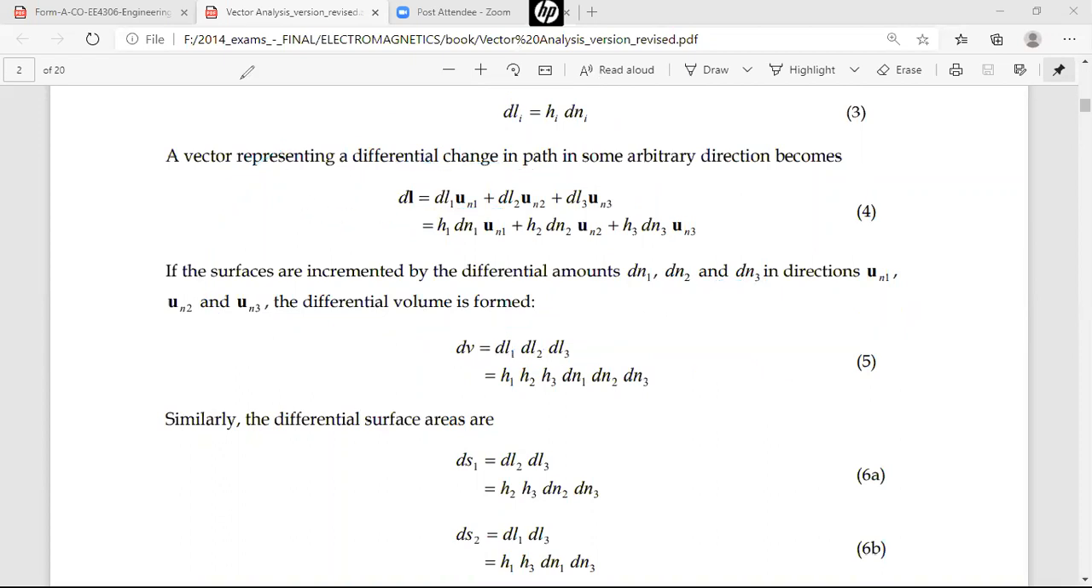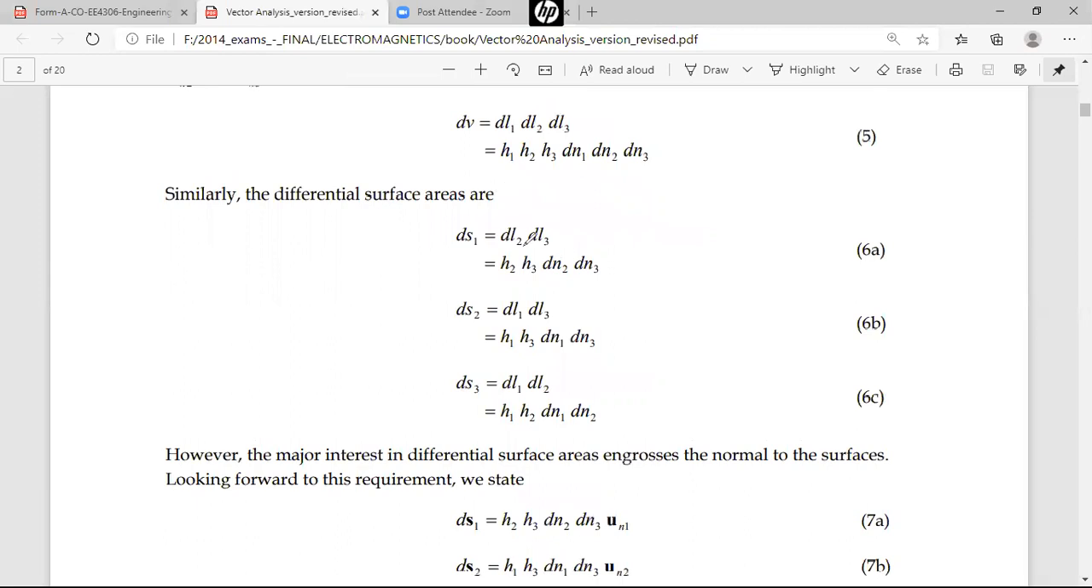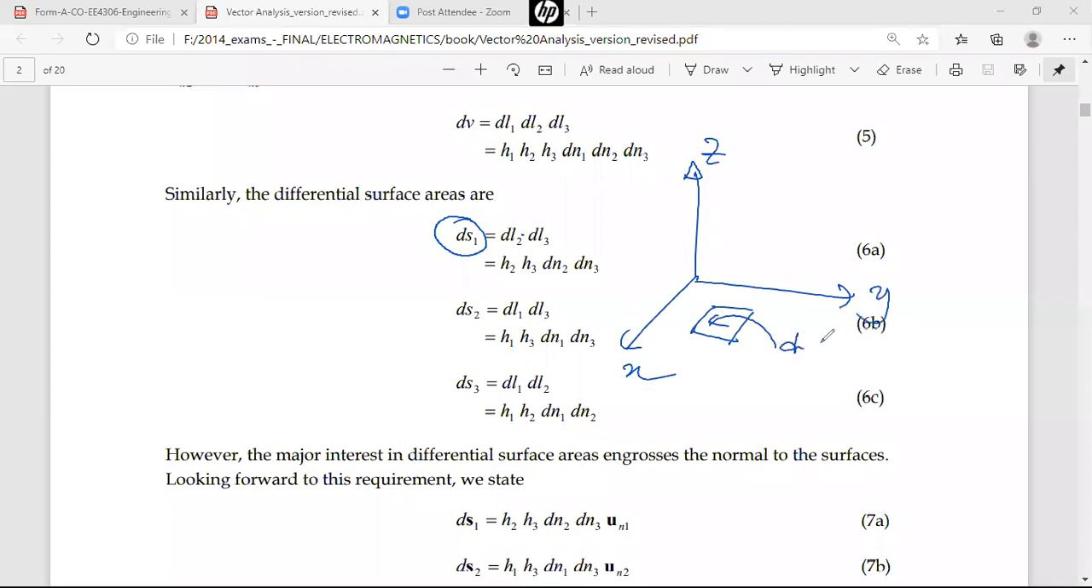This is the general form or format to represent the properties related to the orthogonal coordinate system. And similarly, differential surface area you can write down by taking the product of dl2 into dl3. As an example, if you have this type of axis system, right? So if you see the differential surface area ds1 or something, this one represents the dy, this one represents dx. Therefore, the direction is along this way for this ds1.